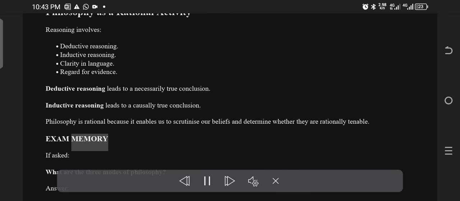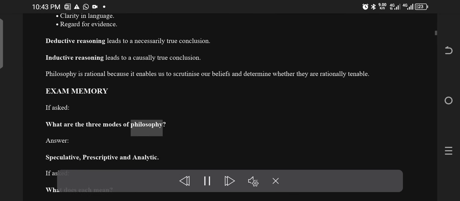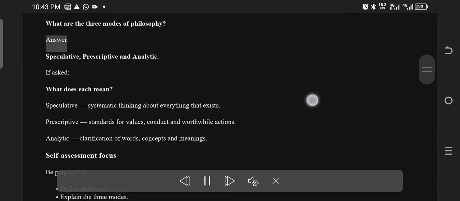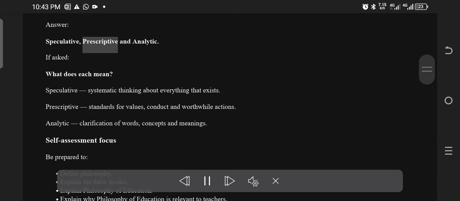Exam memory. If asked, what are the 3 modes of philosophy? Answer: speculative, prescriptive, and analytic. If asked, what does each mean? Speculative, systematic thinking about everything that exists. Prescriptive, standards for values, conduct, and worthwhile actions. Analytic, clarification of words, concepts, and meanings.